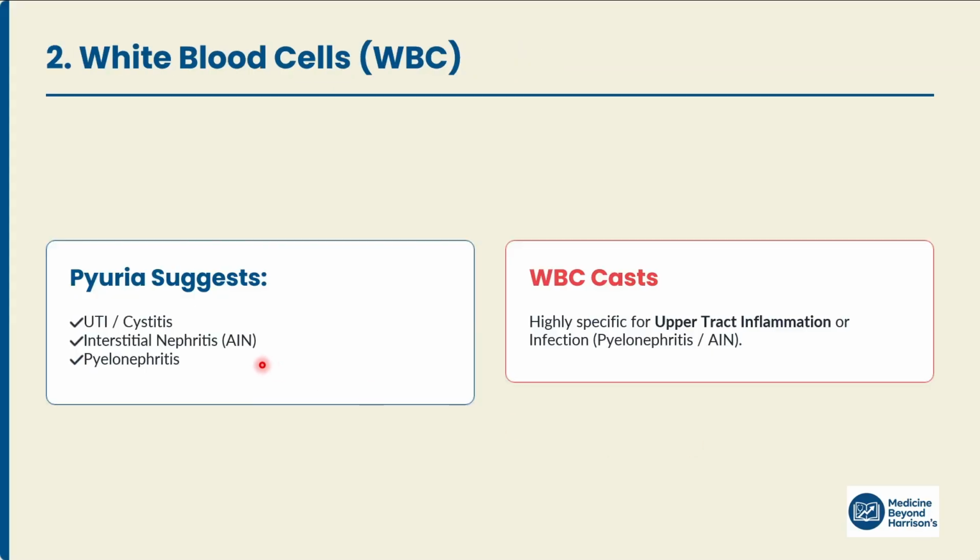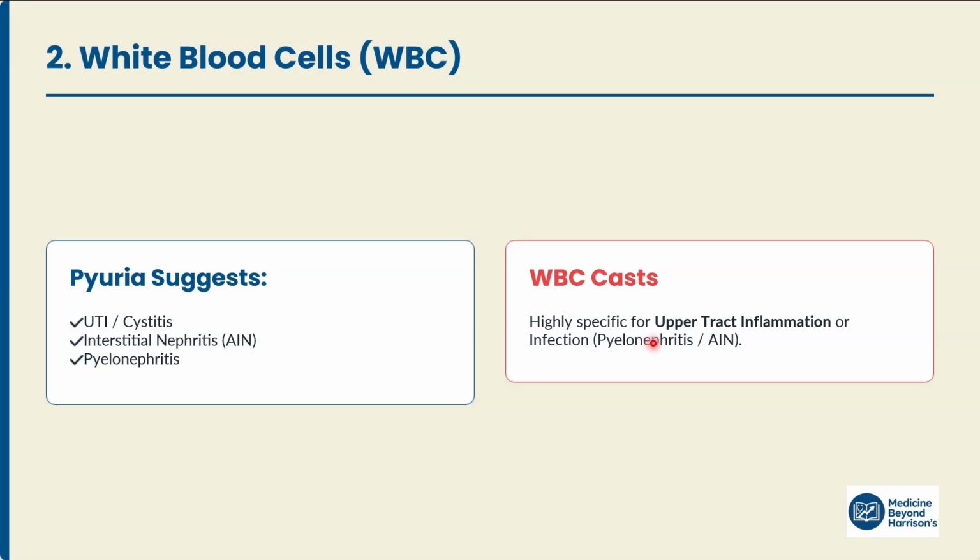So white blood cells suggest pyuria. It suggests the presence of UTI, cystitis, interstitial nephritis, or pyelonephritis. The WBC cast is highly specific for upper tract inflammation or infection, either pyelonephritis or acute interstitial nephritis. Similar mechanism: when a WBC is present in the tubules, it combines with the tubular proteins like Tamm-Horsfall proteins. It forms WBC casts present in the urine routine. So it is highly specific for urinary tract inflammation, whether it be pyelonephritis or acute interstitial nephritis.